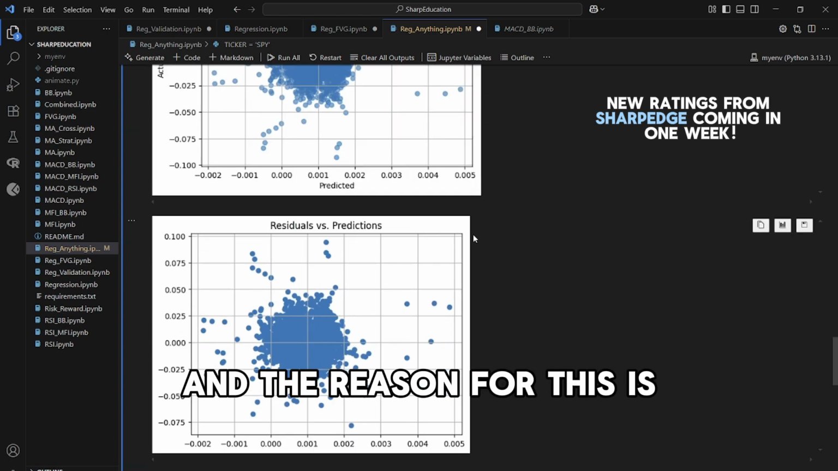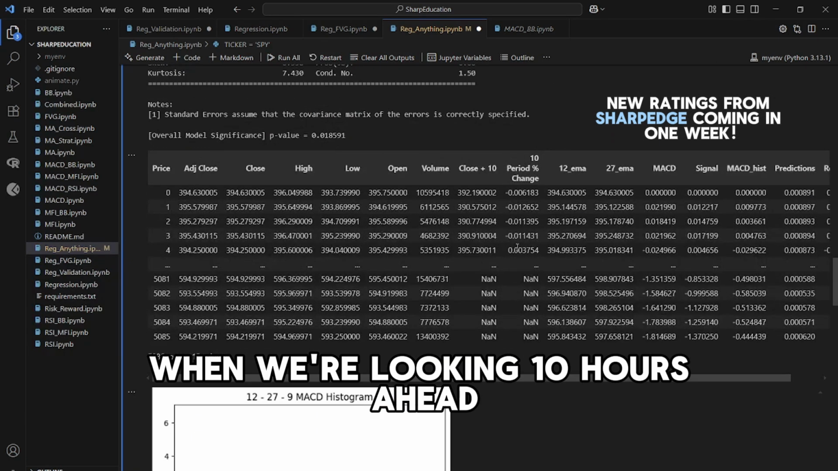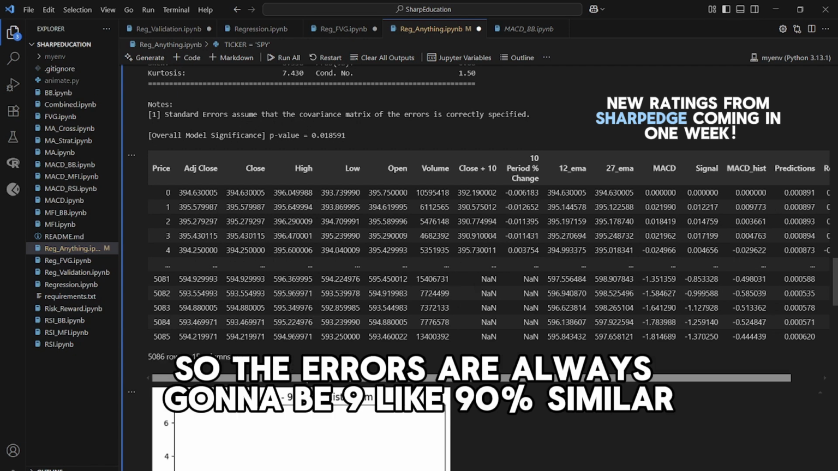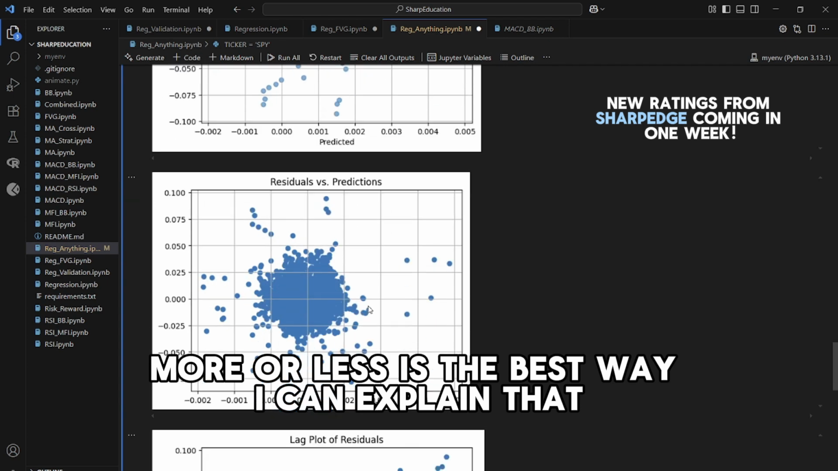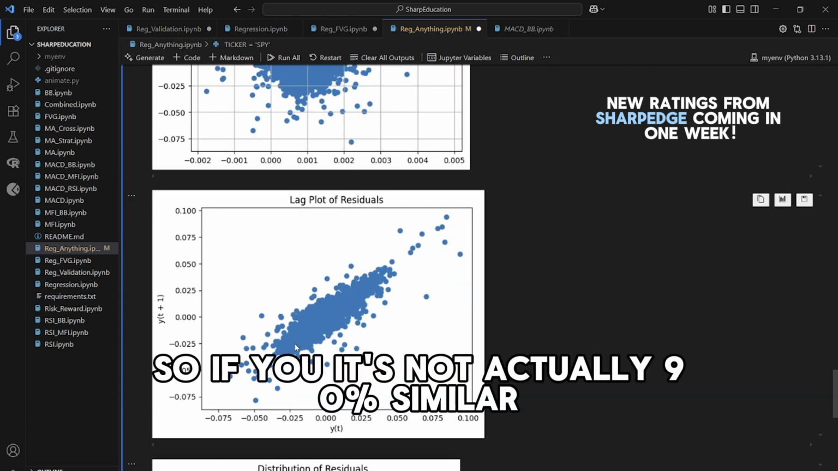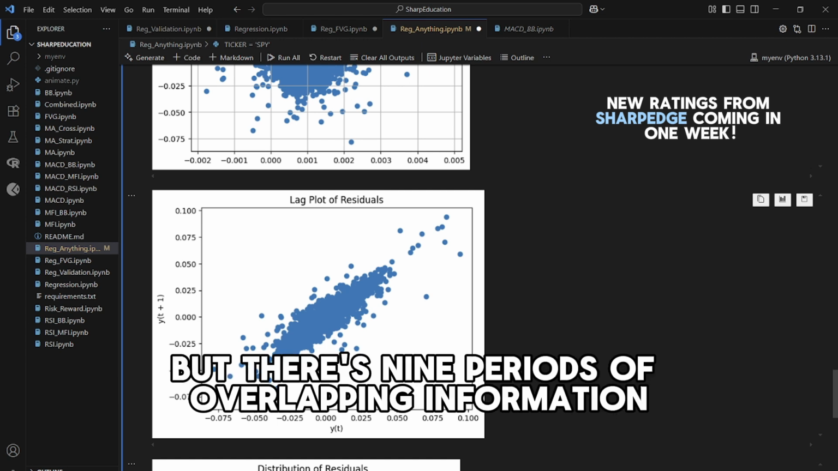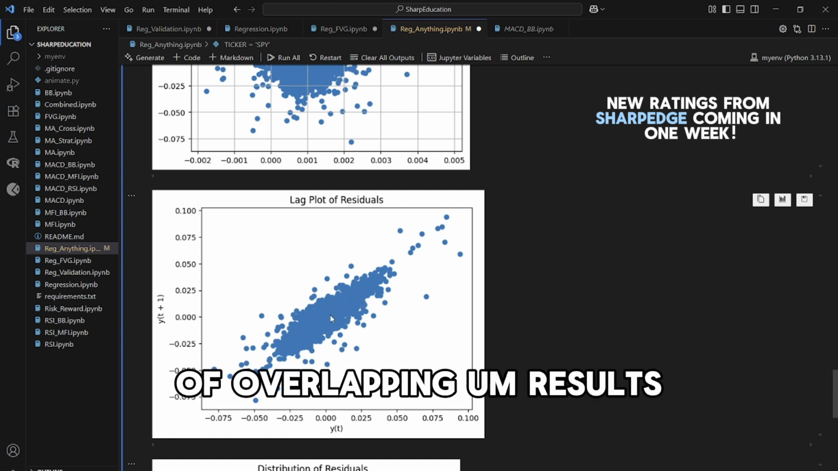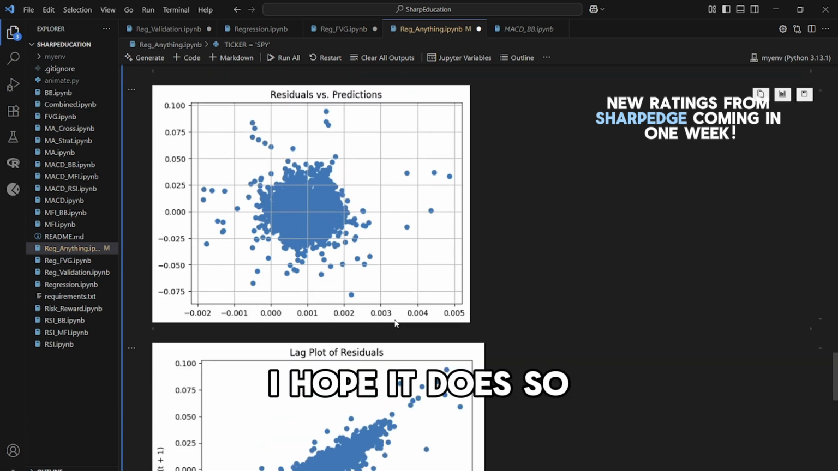And the reason for this is when we're looking 10 hours ahead, there's 9 hours of overlap. So the errors are always going to be 90% similar, more or less, is the best way I can explain that. So if it's not actually 90% similar, but there's 9 periods of overlapping information. So the errors are going to have a lot of overlapping results. If that makes any sense at all, I hope it does.